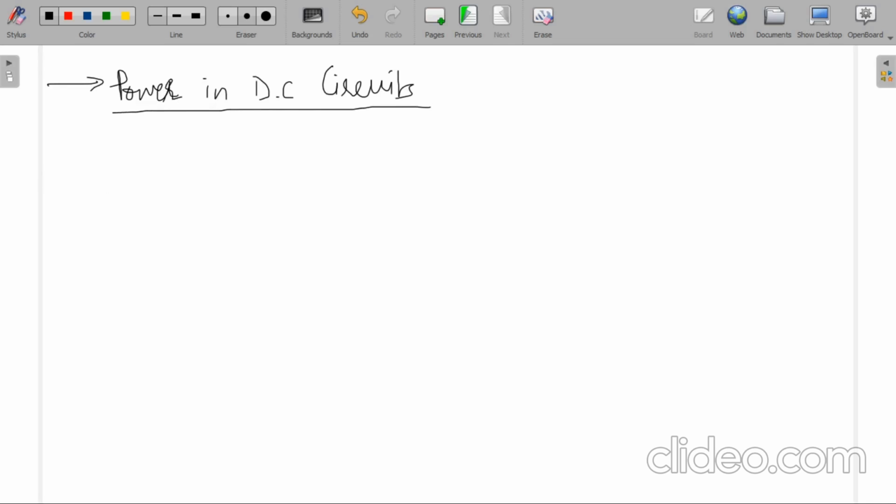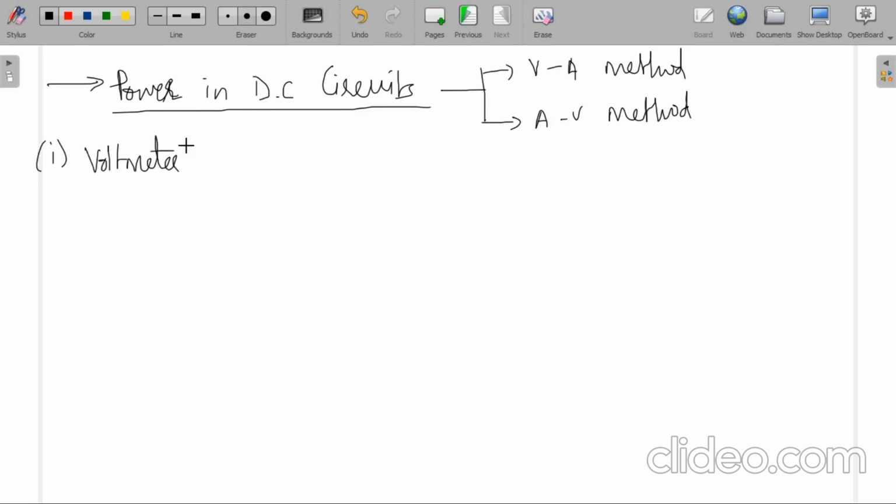We have two methods to find the power in DC circuits. First one is VA method and the next one is AV method. VA method means voltmeter ammeter method.